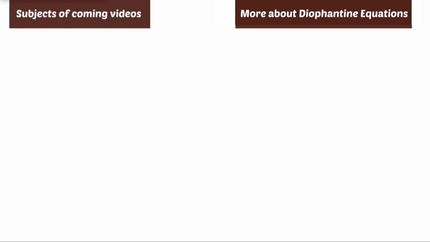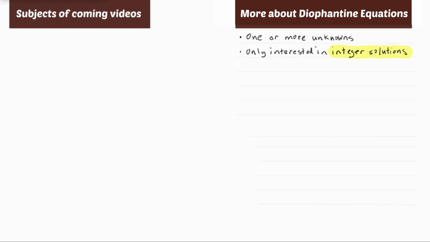We want to get to the subjects of future videos quickly, but there are two things to note about Diophantine equations. They have one or more unknowns or variables. Usually there are at least two. The distinguishing thing about Diophantine equations, though, is that we are only interested in solutions that are integers. Please keep that in mind as we discuss some equations that we will be covering in future videos.